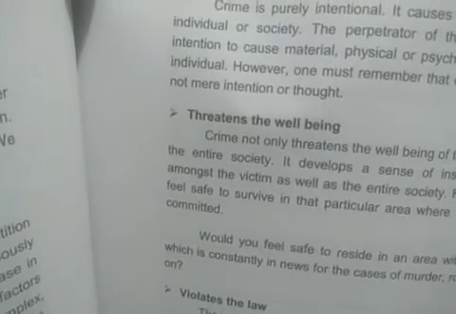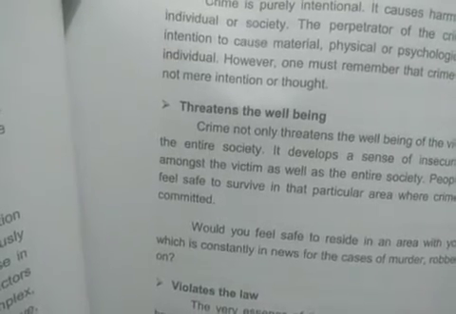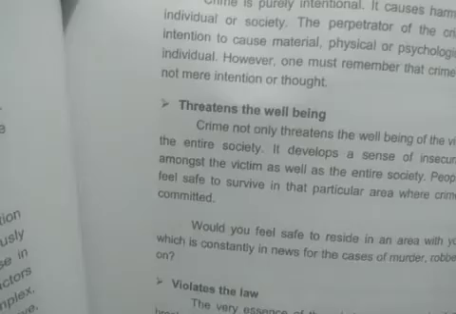Intentional harm. Crime is purely intentional. It causes harm to the targeted individual or society. The perpetrator of the crime has proper intention to cause material, physical, or psychological harm to the individual. However, one must remember that crime is an act and not mere intention or thought.